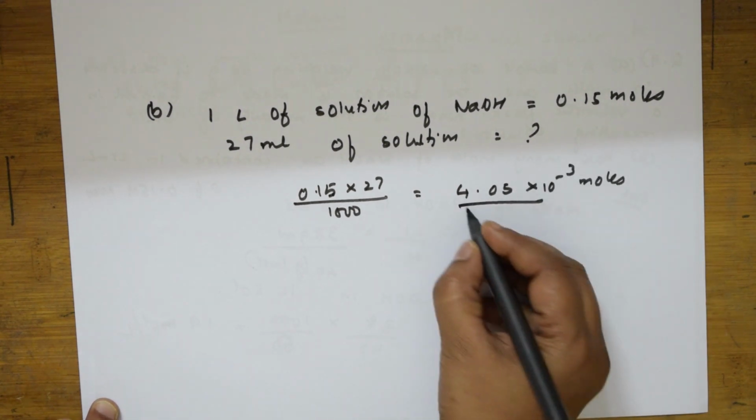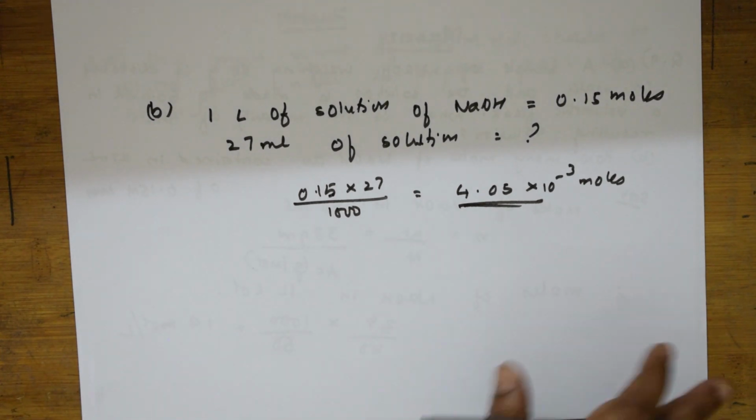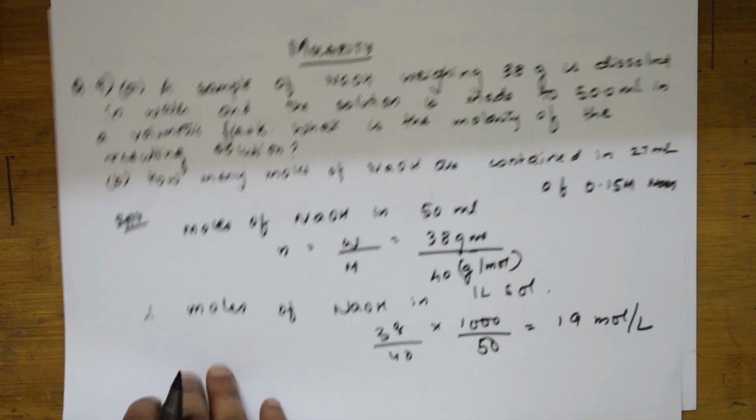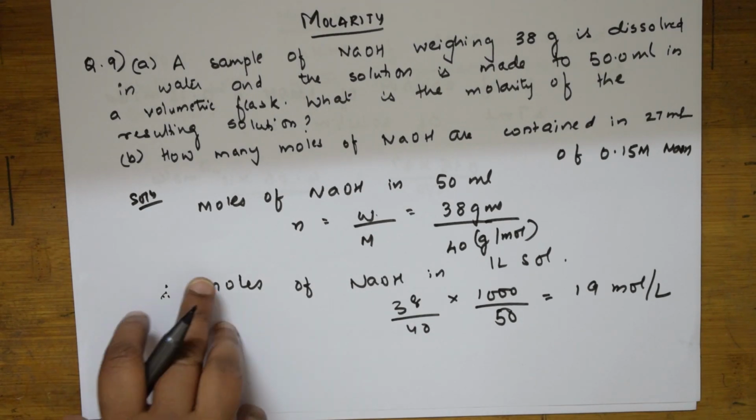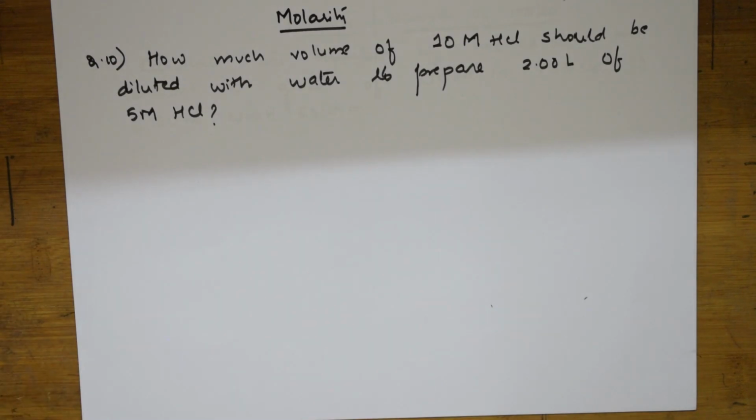This is equal to 4.05 into 10 raised to minus 3 moles. This is how you're going to do it. Start from your known factor, and then come back to the thing which you need to find out. So this is over. Let's come back and see the next question.